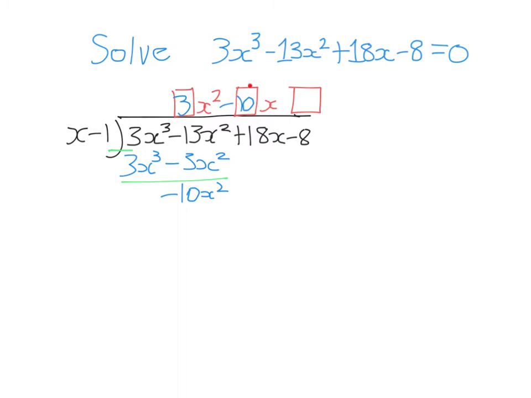Whenever you get a term up here, we need to calculate the remainder. So we're going to bring down the 18x. And whenever we get a term up here, we need to multiply by x minus 1.